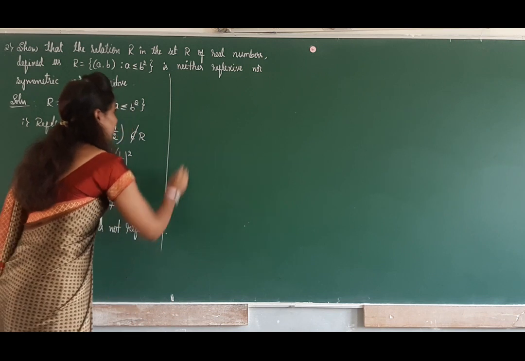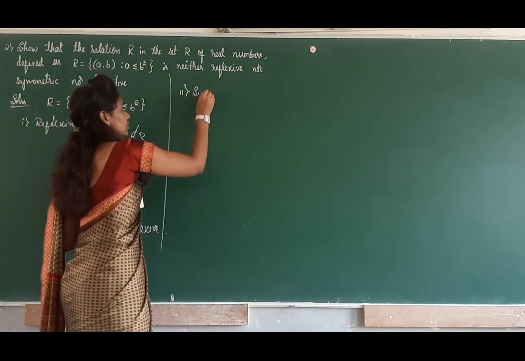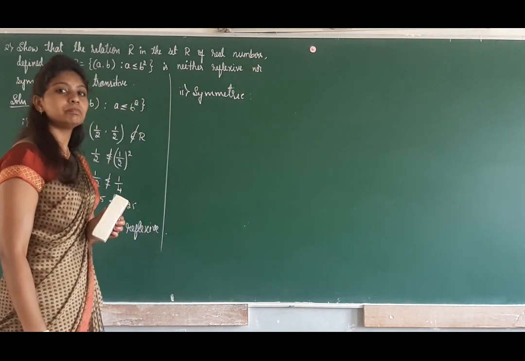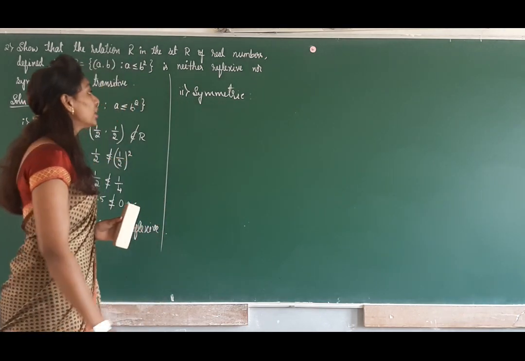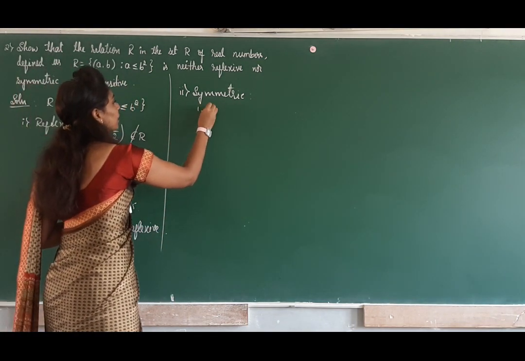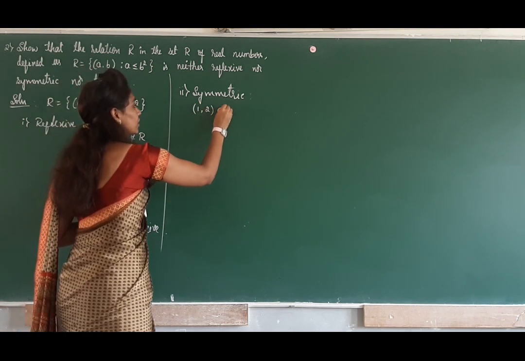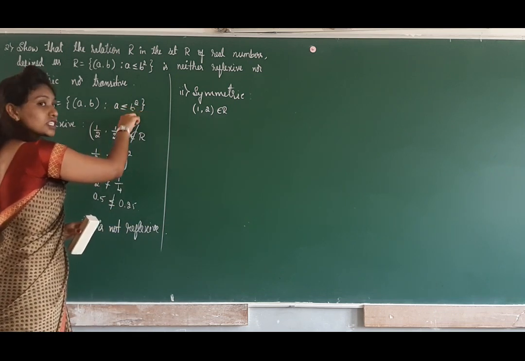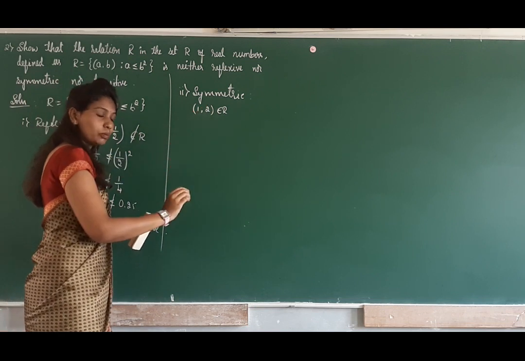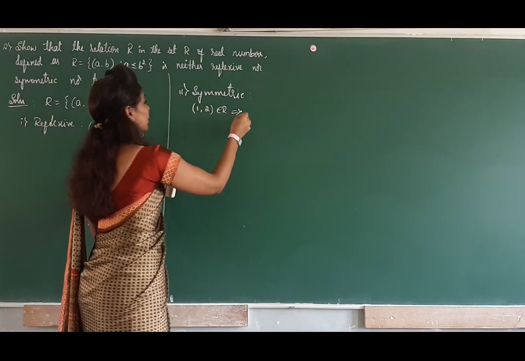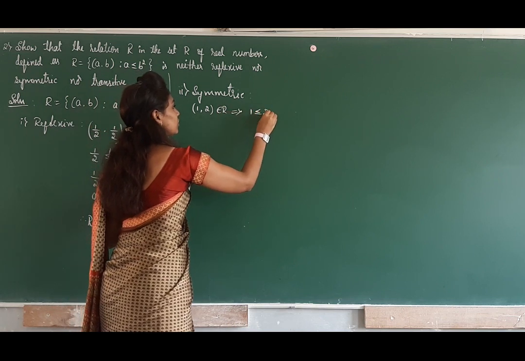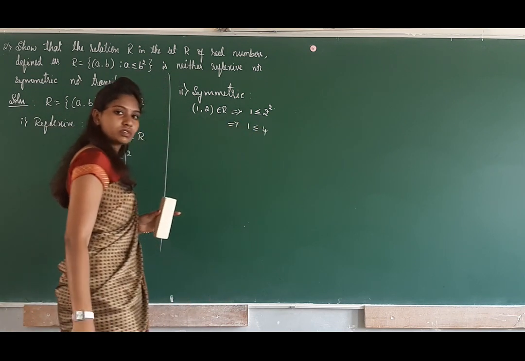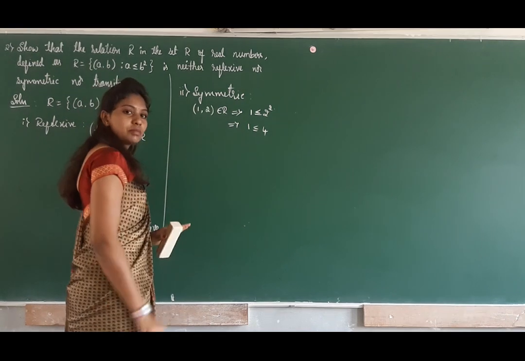For the second one, symmetry. First we have to take an ordered pair (a, b) belonging to R. Then we show (b, a) does not belong to R. First we have to take an ordered pair that satisfies the condition a is less than or equal to b square. So (1, 2) belongs to R means 1 is less than or equal to 2 square. This implies 1 is less than or equal to 4. Now we have to check the reverse.